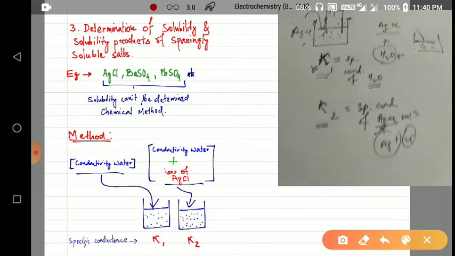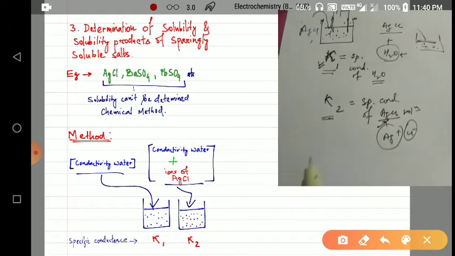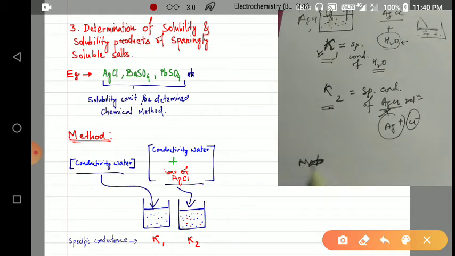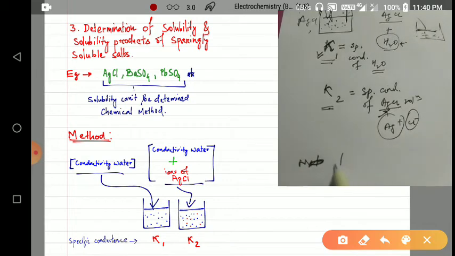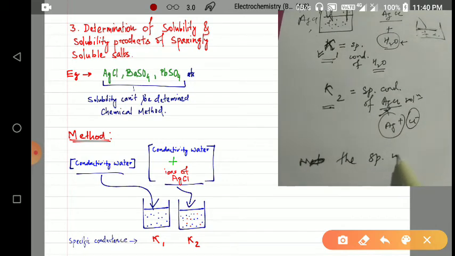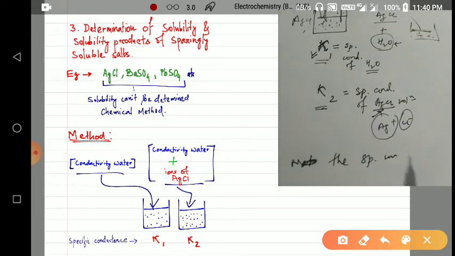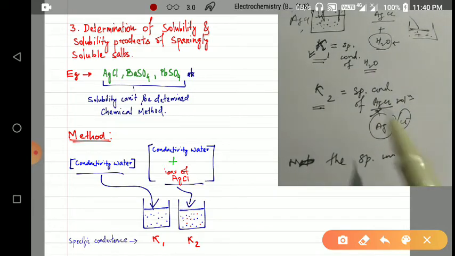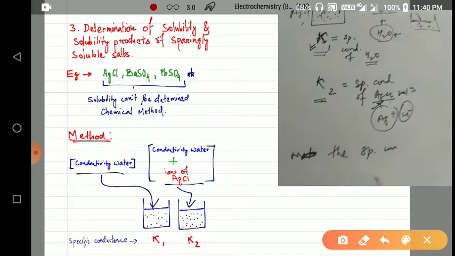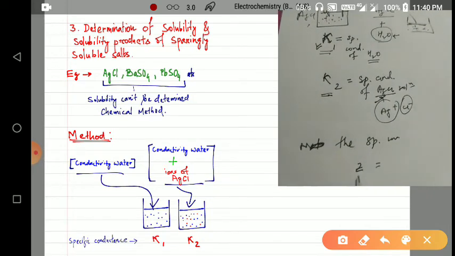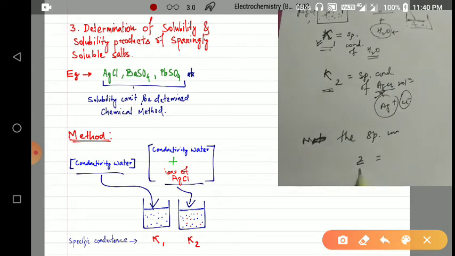Okay, so the net, or we can say the specific conductance of that solution due to only the silver and chloride ions will be what? Let's suppose this is Z. Z represents the specific conductance only because of silver positive and chloride ions.